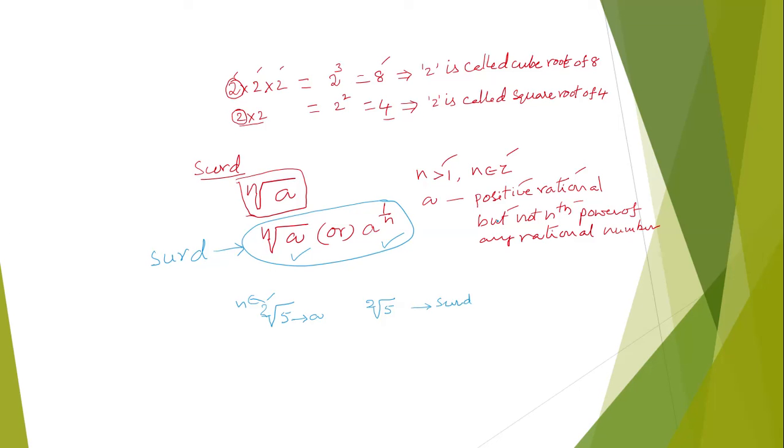Why is it a surd? It's actually the second condition, you may observe. A is a positive rational, as 5 is a positive rational, but not an nth power. Here the 5 is not a power of any rational number. Why? Because 2 square is 4, 3 square is 9.